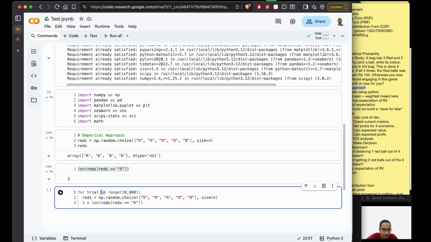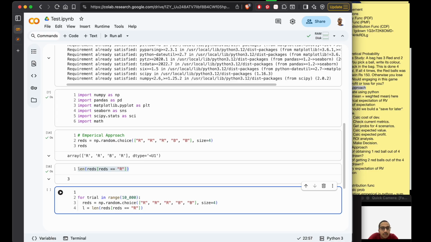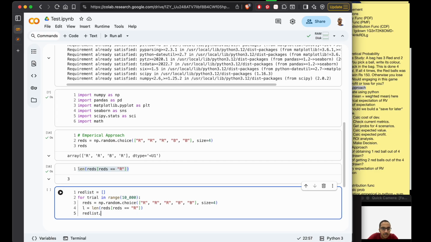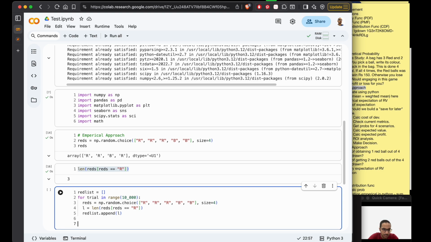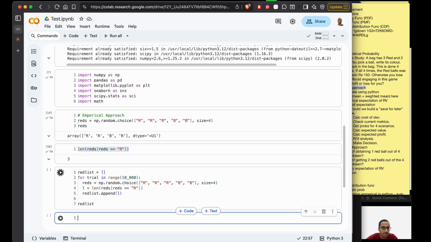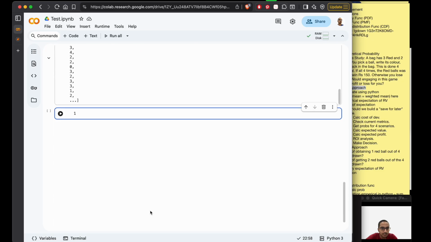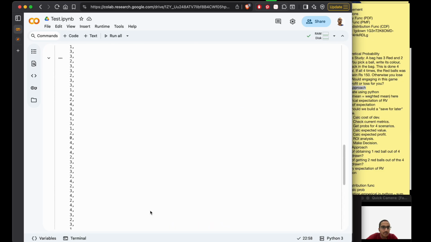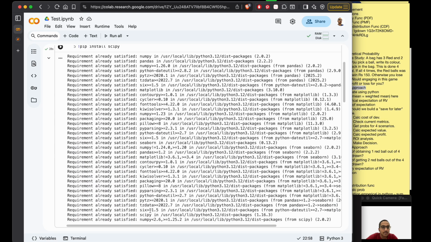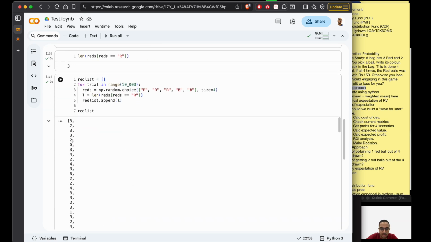Yeah, that's correct. So I'll just store it in a list, red count, rather red list equal to. Now I'll just append this value, and if we see the red list, we have a long list of threes and twos and threes and twos. So 3 means 3 times we got red, 2 times we got red, 0 times we got red, 4 times we got red.